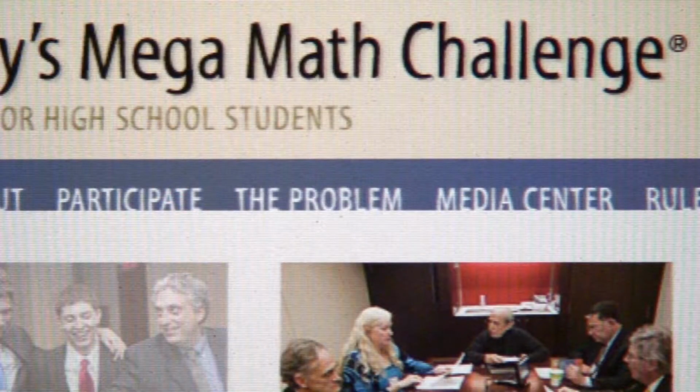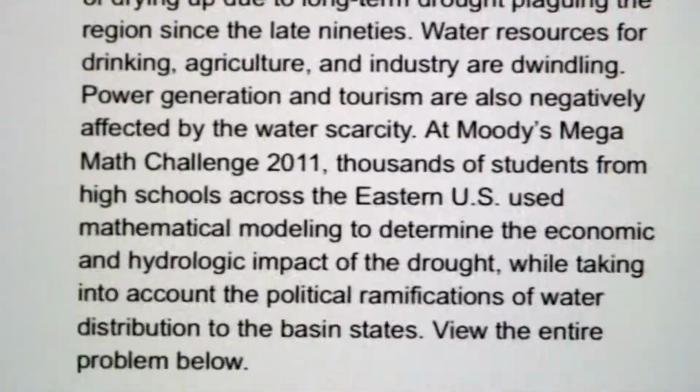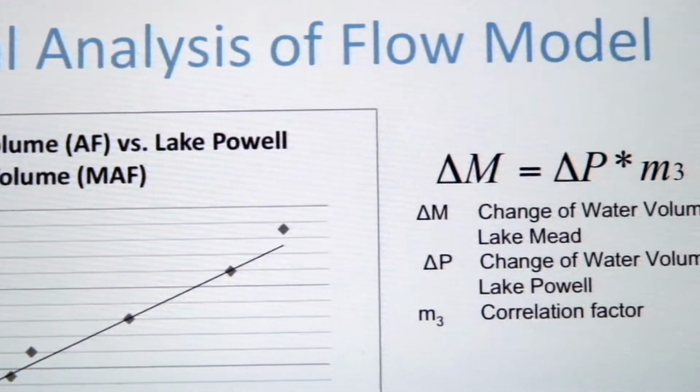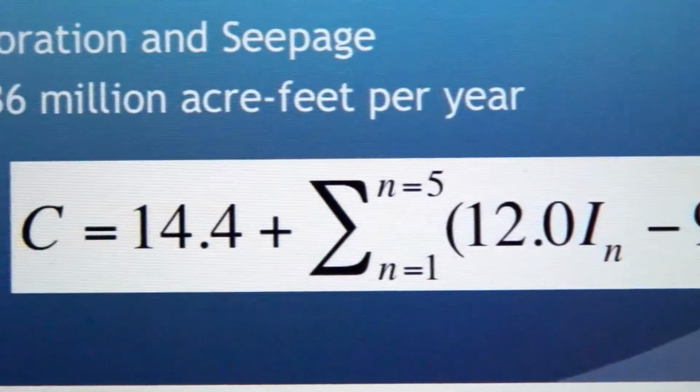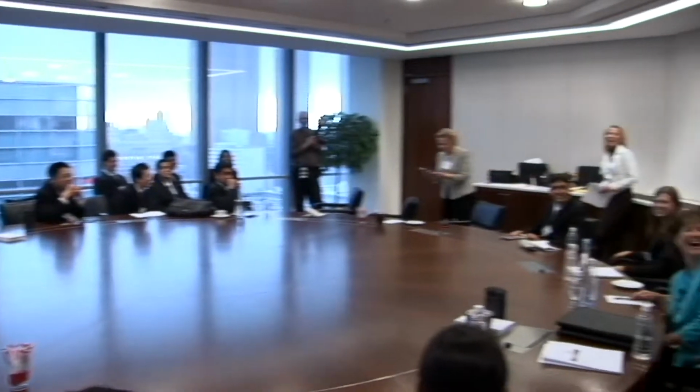568 teams submitted viable solution papers in the 2011 Moody's MegaMath Challenge. Of those, 37 were distinguished with finalist or honorable mention prizes, and the top 6 teams were invited to Manhattan to present their papers to a panel of professional mathematician judges.